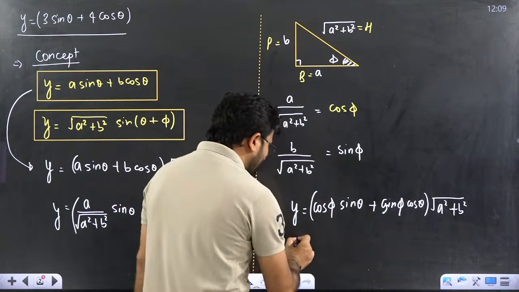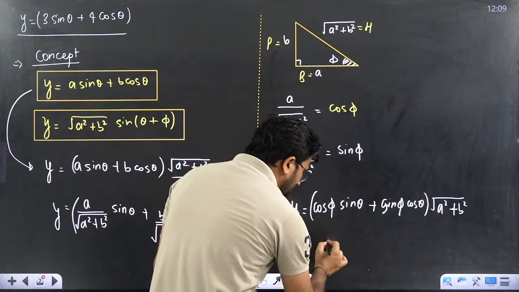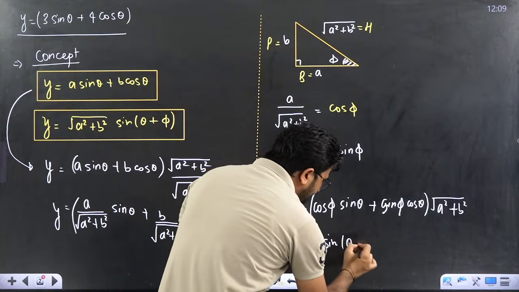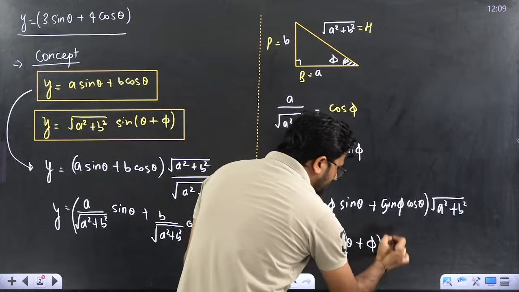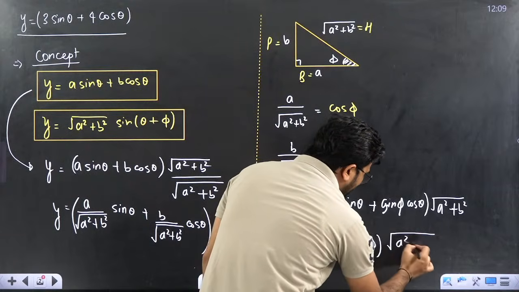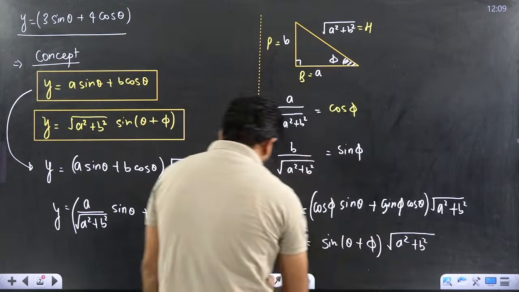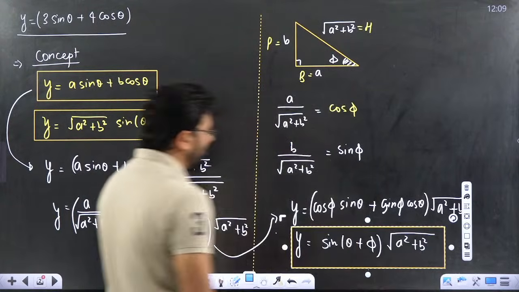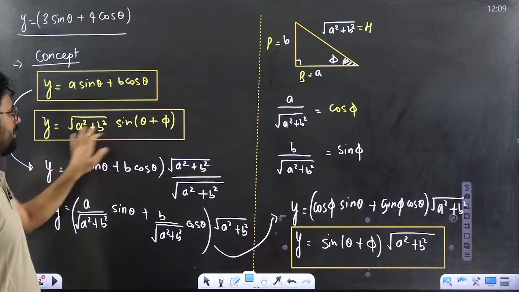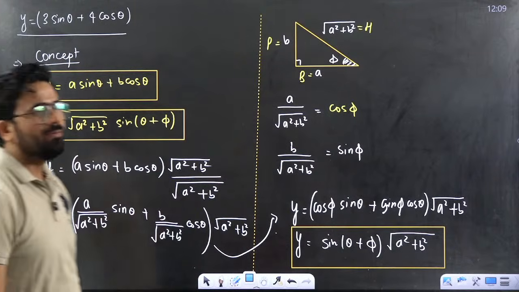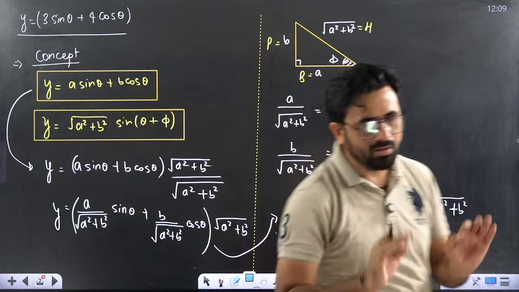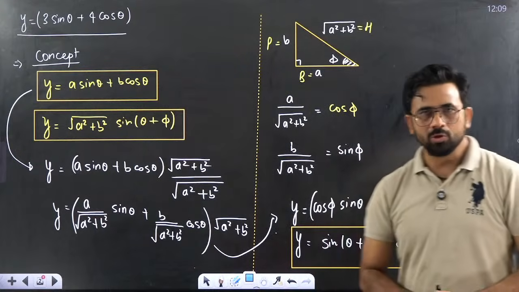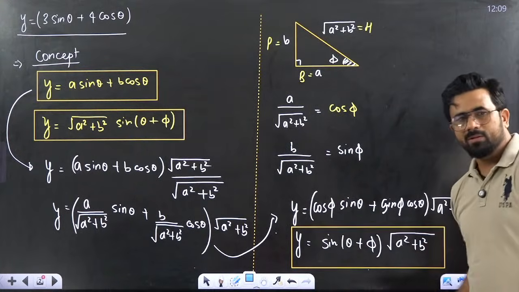So this formula is nothing else, y equal to sine of theta plus phi into under root of a square plus b square. That I told you to remember directly. This is a very simple and very important result that I told you. You have to remember this result. It is going to help you in different places in physics. I'll give you an example also, but right now we will remember this part.